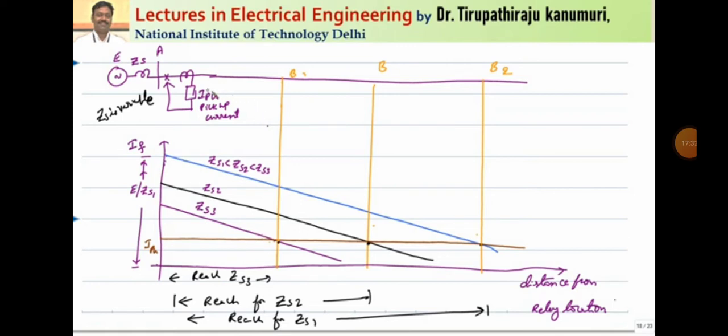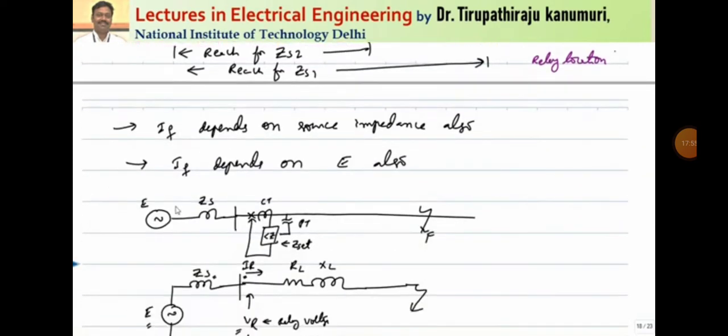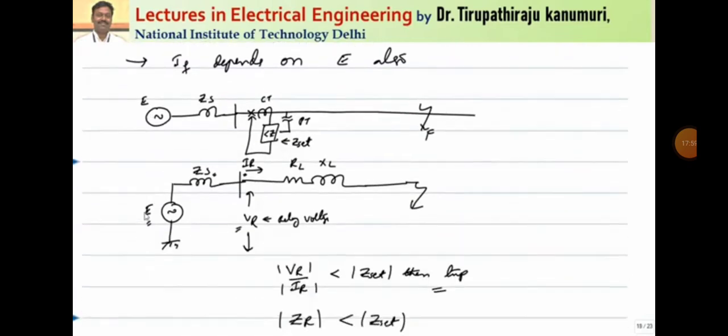After this, let us take the effect of the source impedance. IF is equal to E divided by ZS1 when the fault happens near to the source. So as the value of the source impedance increases, automatically the value of the current will go on decreasing. So the source impedance also has an effect on the amount of fault current. That is a second disadvantage of these overcurrent relays. So that's why practically we don't prefer to go for the overcurrent relays.